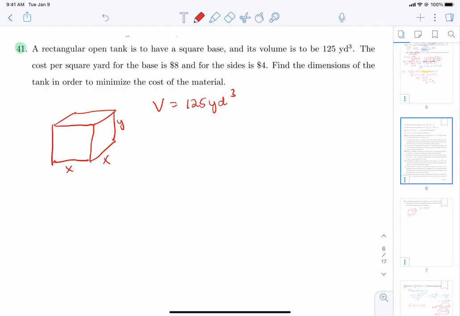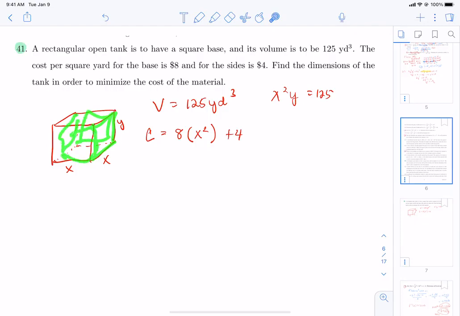So if we think about the volume is x squared y, and that has to equal 125. And the cost is going to be $8 per square yard for the base. Now the base is an x by x, so it's x squared. The sides, now let's do the sides. This side is x times y. The back is going to be x times y, and there's 4 of those. So it's $4 for 4 xy's.